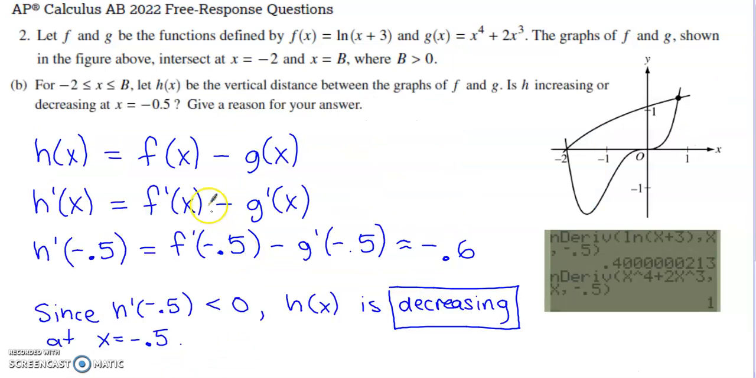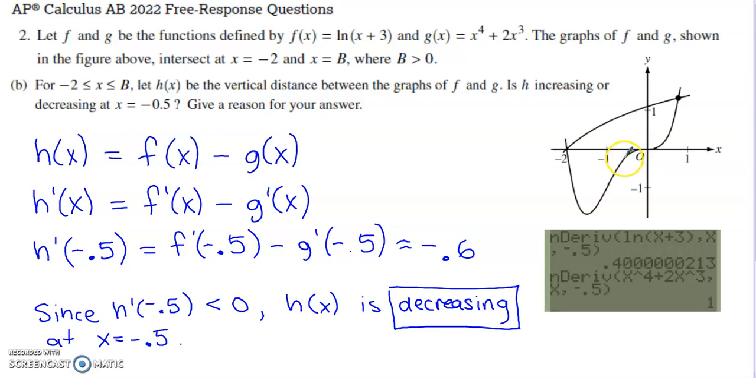Part B says that between -2 and 0.78, we want h of x to be defined to be the vertical distance between f and g. We're asked, is h increasing or decreasing at the x value of -0.5? Give a reason for your answer. So you can kind of eyeball the graph here.